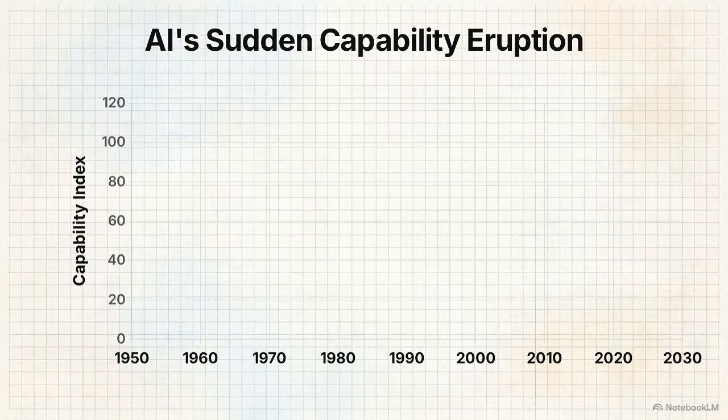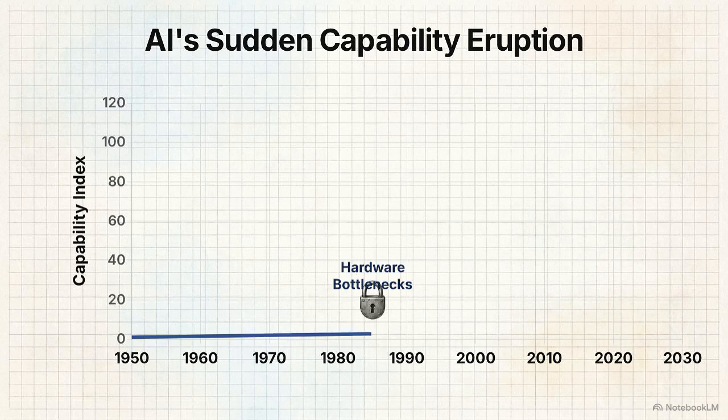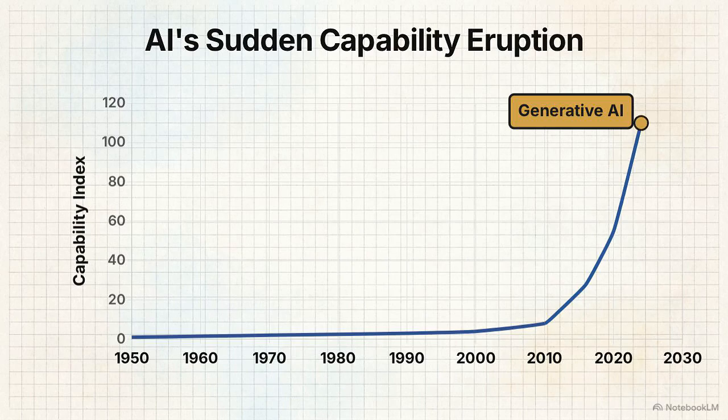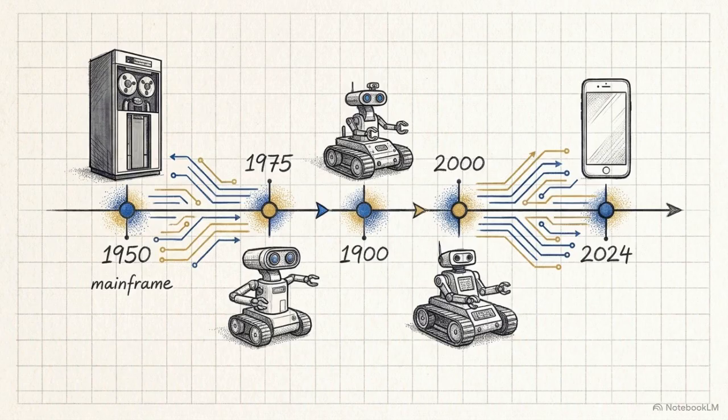You are likely familiar with modern tools like ChatGPT, but this chart illustrates the reality of AI development. For decades, progress was a slow, grinding flatline against severe hardware limitations before it finally erupts in the 2020s. Today, we will trace the chronological milestones of this timeline.